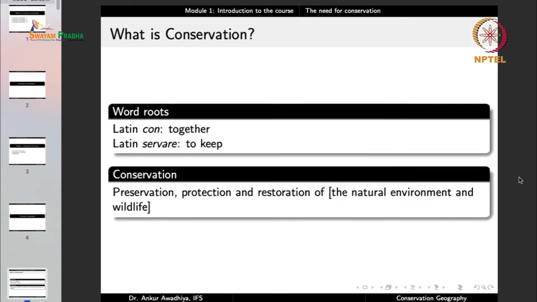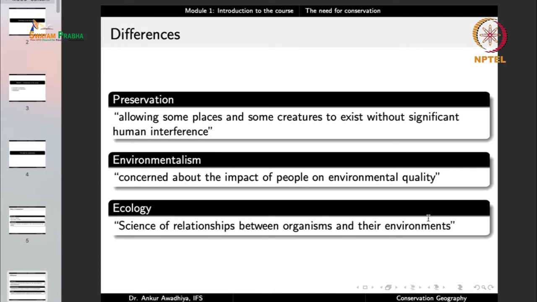In the need for conservation, we saw that conservation is derived from two word roots, con and servere, which means to keep together. And we keep together nature and the natural environment and wildlife. So it is the preservation, protection and restoration of the natural environment and wildlife. So that is conservation. Preservation, protection and restoration, all three of them, of the natural environment and wildlife. And we saw that it is different from things like preservation.